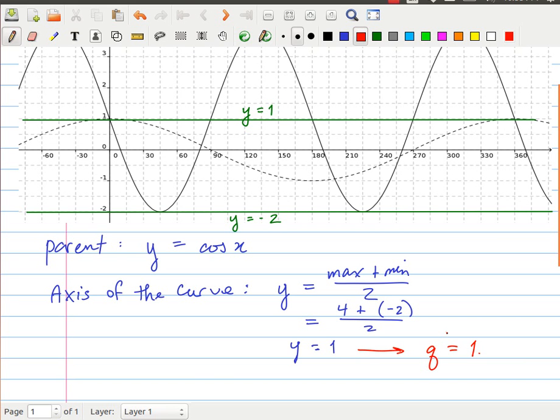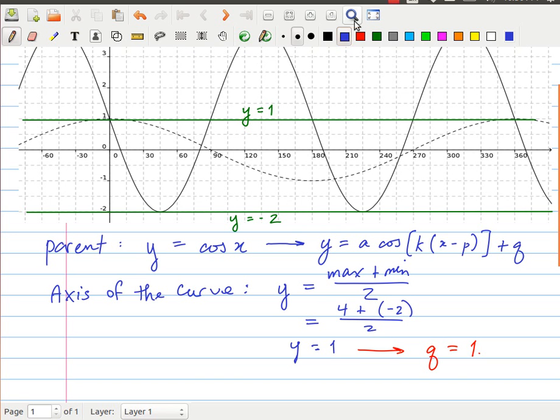Now, if I'm referring to q, just in case we need a bit of a refresher, what is the target equation that we're looking for? So our transformed equation is going to take the parent function y equals cosine of x, and that's going to get transformed into y equals, in general, a cosine of k times x minus p, plus q. So that's what we're working with here. So the q I'm referring to is obviously the q on the end. Okay, so that comes from the axis of the curve.